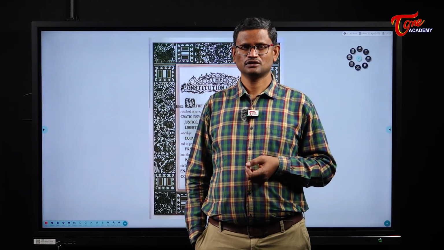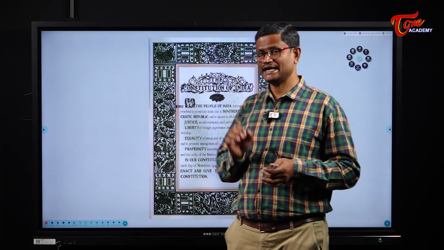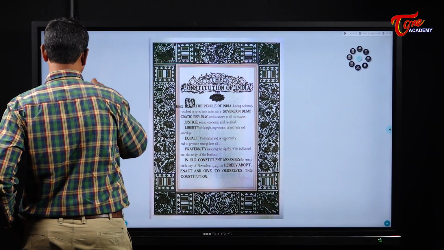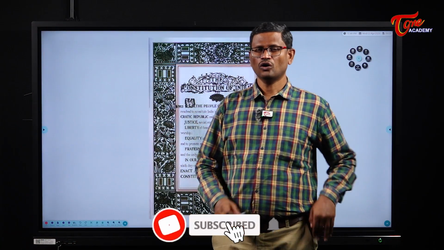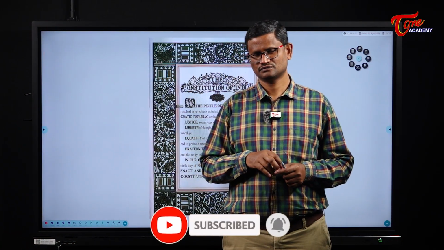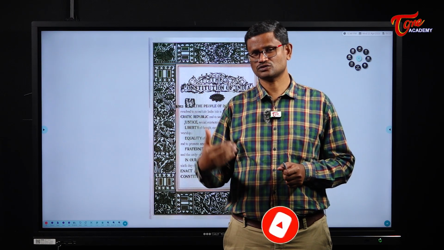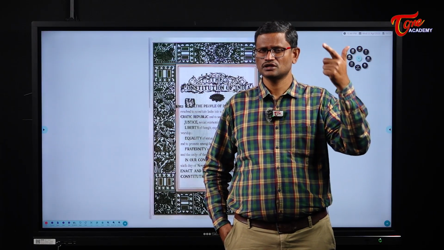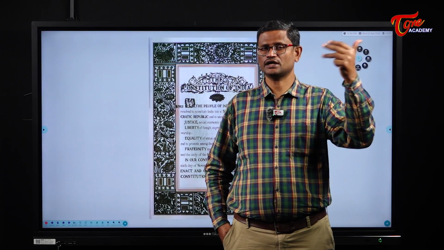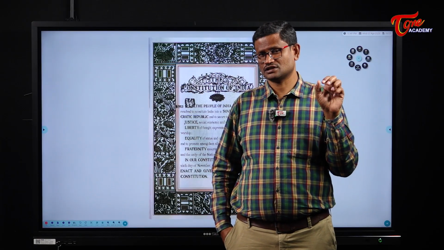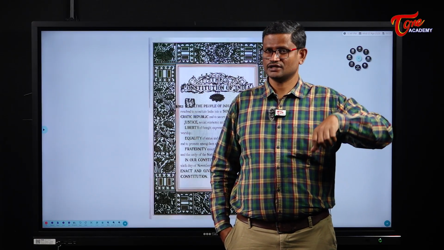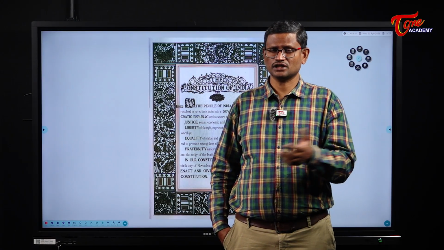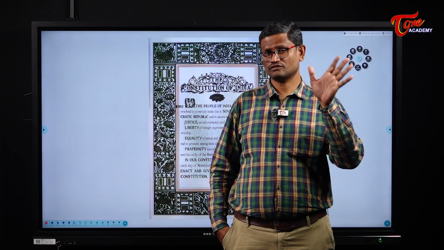The third one: the preamble also speaks about the nature of the Indian state, which means what kind of government the Constitution of India provides for. A sovereign, socialist, secular, democratic republic. This is the nature of the Indian state. What kind of state is India? It is a sovereign nation, secular nation, socialist nation, democratic nation, republican nation. The nature of the state.